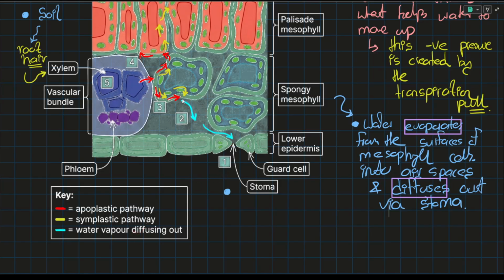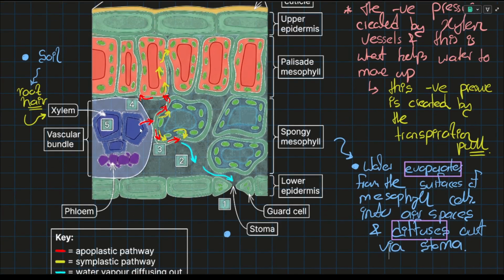Remember apoplastic and symplastic pathways that water can take to travel throughout the cells of the leaf? That is exactly what is happening. After it has come from the xylem vessels, water can travel through the apoplastic pathway, through the symplastic pathway to reach each and every cell that it requires to reach.